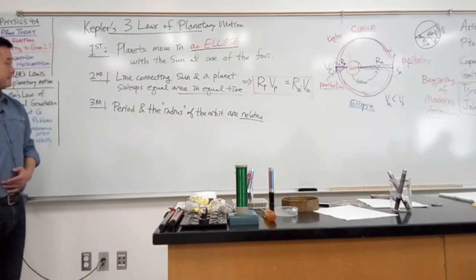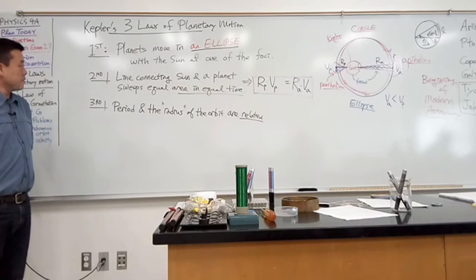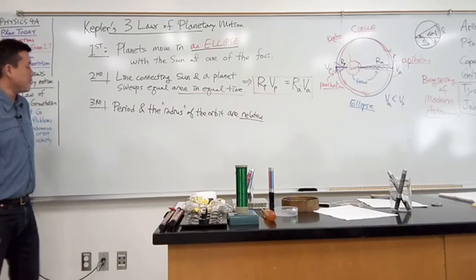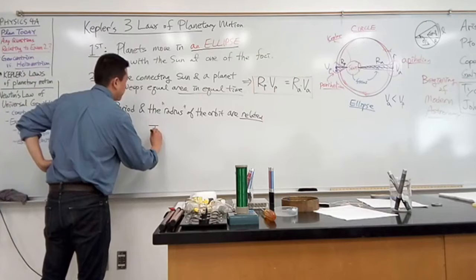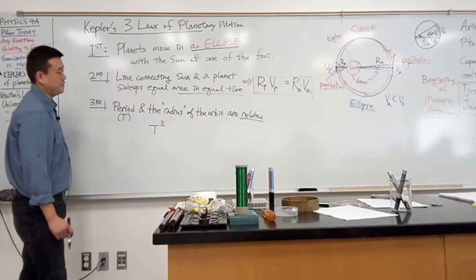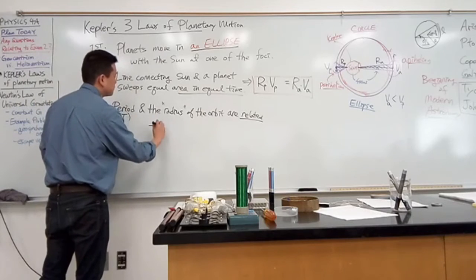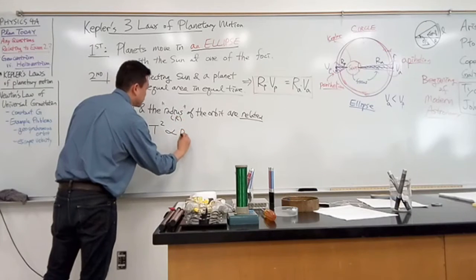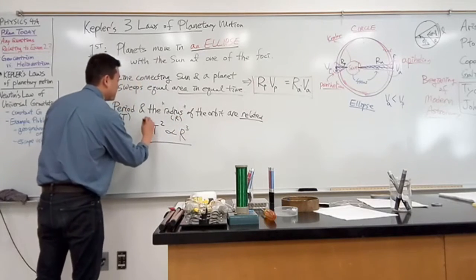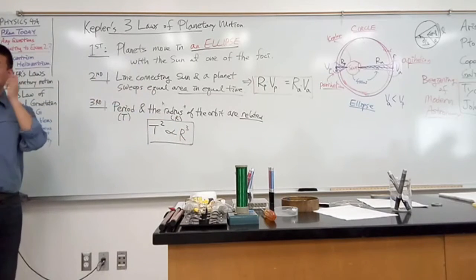Well, how are they related? I always forget this. Let me try to get this right. I feel like the period, let me call that T, period cubed is, no, sorry, period squared is proportional to, call the radius R, radius cubed. It's a very mysterious relationship. Here's one meaning I can give it to you.